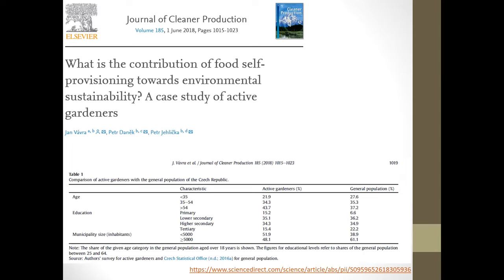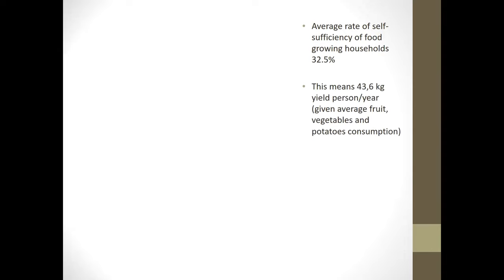Gardening is a very socially inclusive activity, but in this data set, the gardeners were usually a bit older, or we can say older people garden more often and garden more, probably because they have more time. And the average rate of self-sufficiency when thinking about the potatoes, vegetables, fruit of the food growing households is 1/3. That's what we've already seen.